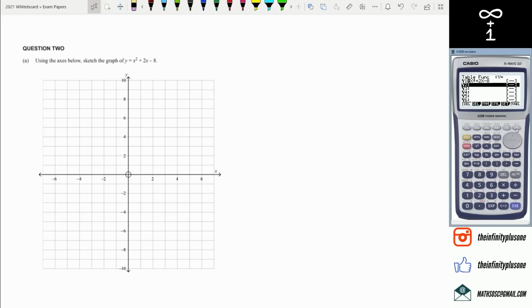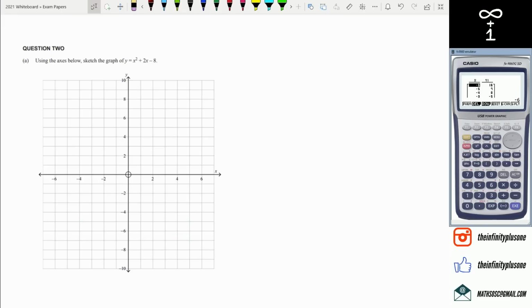And I'm going to set the table. This time I'm going to set the table. See how it's going from 1 to 5? I'm going to set it from -6 to +6. I think that should be good. So let's go -6 as starting point, +6 as the end point, and let's create the table.